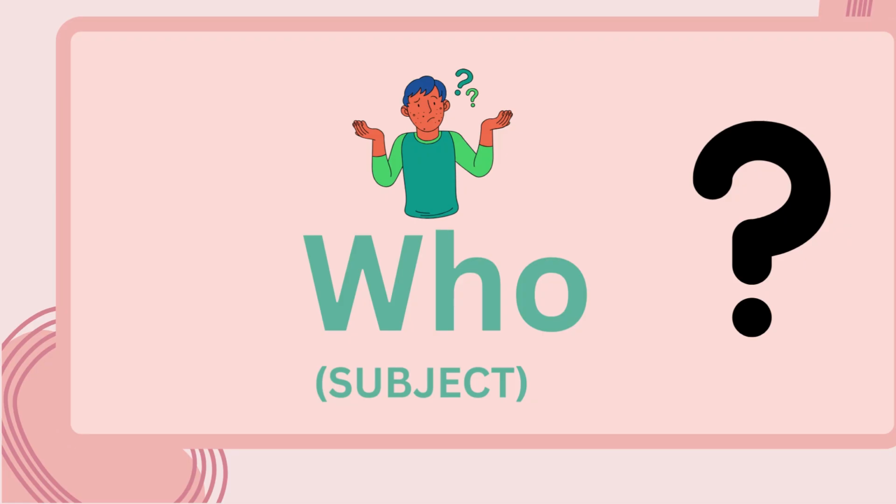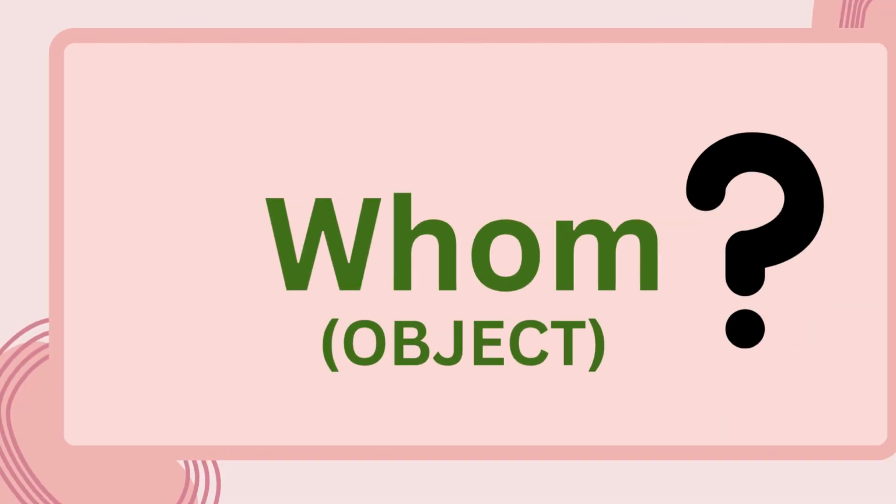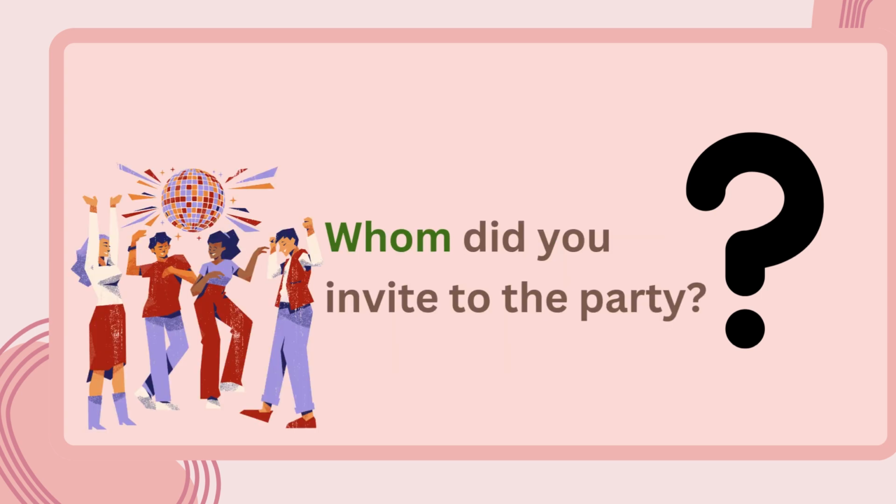Who is used for the subject of a sentence. Example, who is at the door? Next is whom. Whom is used for the object of a sentence. For instance, whom did you invite to the party? Please note that you use whom when you could answer with him or her.